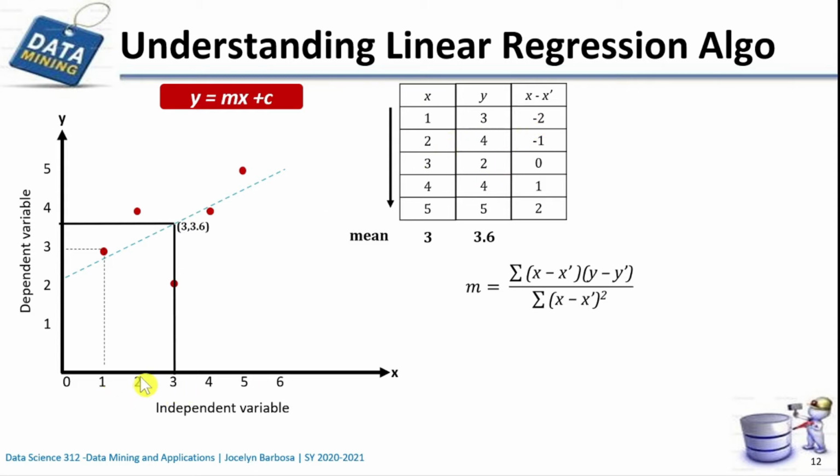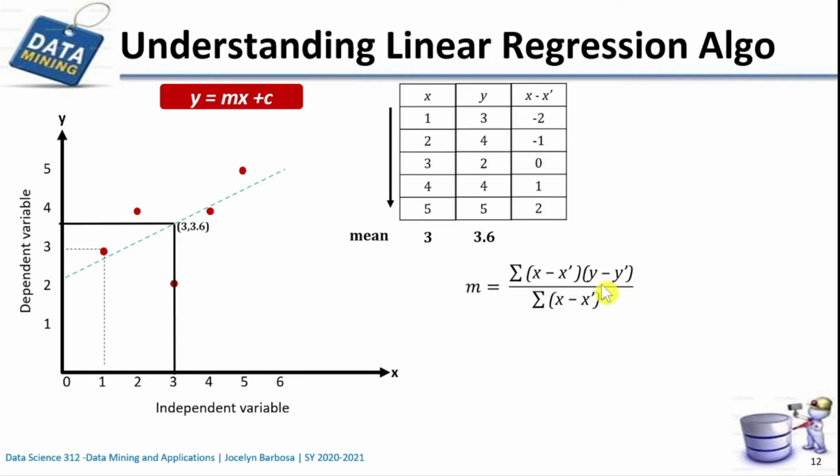Then 2 minus 3 is negative 1. Then if the value of x is 3, 3 minus 3 is 0. 4 minus 3 is 1, and 5 minus 3 is 2. That is looking at the distance between the value of x and the mean x.